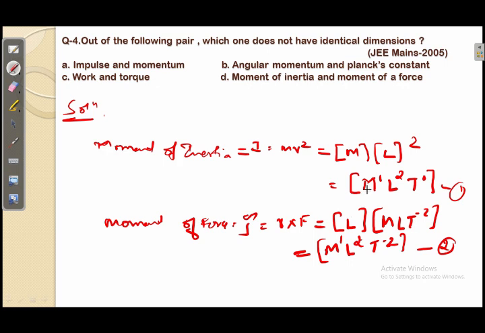Here M raised to 1 is there, and here M raised to 1 is there. Here L to the power 2 is there, and here L to the power 2 is there. But the only change is T raised to power 0 here, and T raised to power minus 2 there. That's why these two quantities have different dimensions. That's why option D is the right option for this question, because the remaining options have pairs of quantities with the same dimensions. Okay.